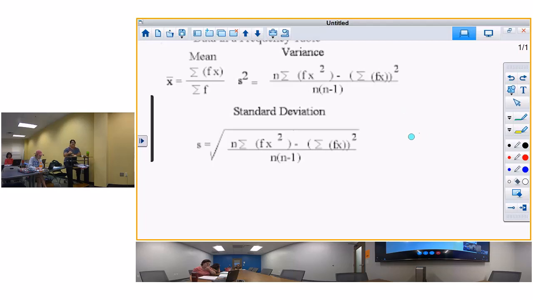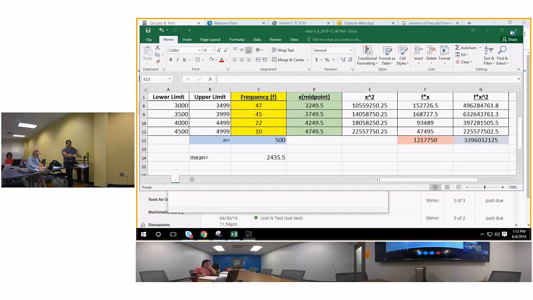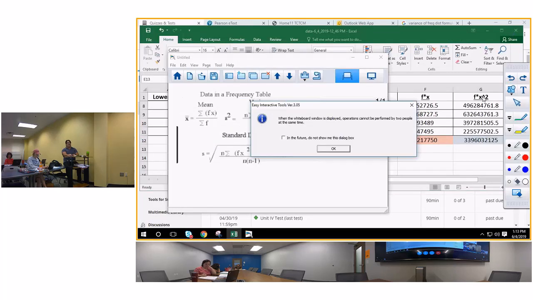Now, that's why it's important. I told you two things that you have to be able to do in probability and statistics. One starts with an R. You have to what? Read. Okay? This one says f times x squared, not quantity squared. So that means that last column, right here, f times x squared. There it is.